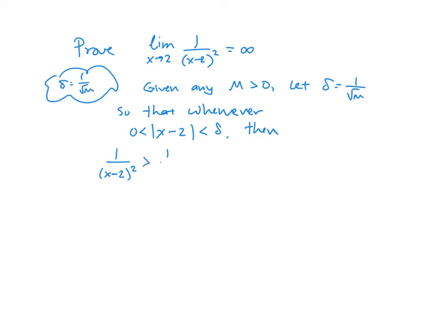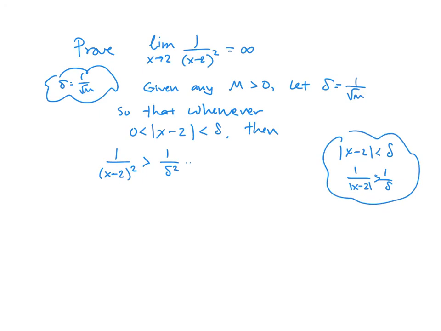greater than 1 over delta squared, because again, x minus 2 was less than delta, so 1 over x minus 2 is going to be greater than 1 over delta. And 1 over delta squared, well, I said delta was 1 over the square root of M, so 1 over the square root of M squared, that's 1 over 1 over M, and I get M. So essentially the function 1 over (x minus 2) squared is greater than M. And that completes the proof.